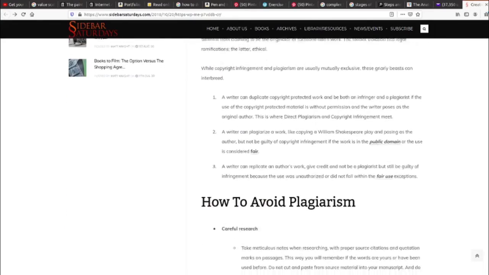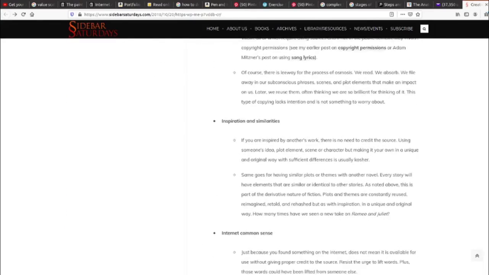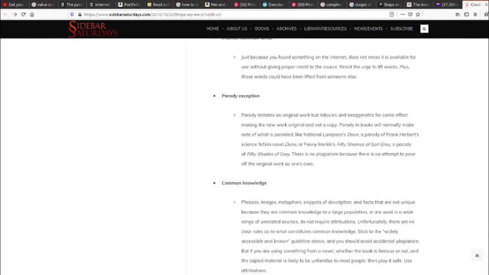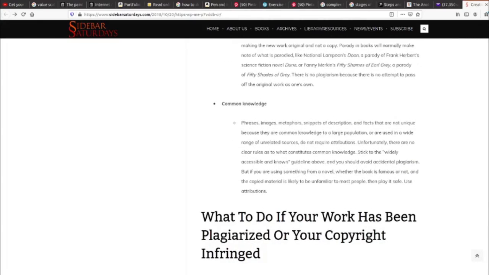And here's a section: common knowledge, phrases, images, metaphors, snippets of description of facts that are not unique because they are common knowledge to a large population or are used in a wide range of unrelated sources do not require attribution. Now, unfortunately, there are no clear rules as to what constitutes common knowledge, so it's widely known and accessible.